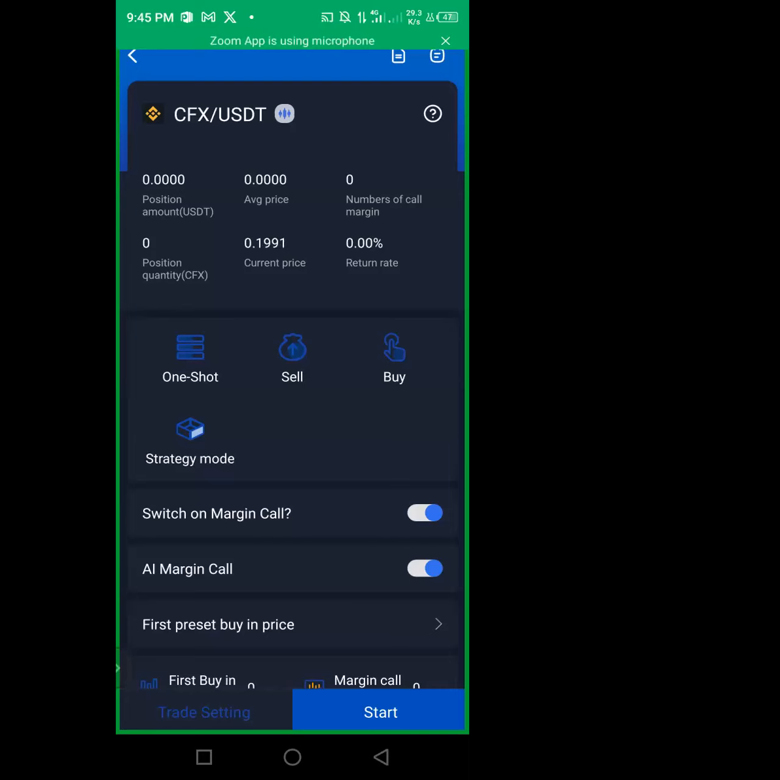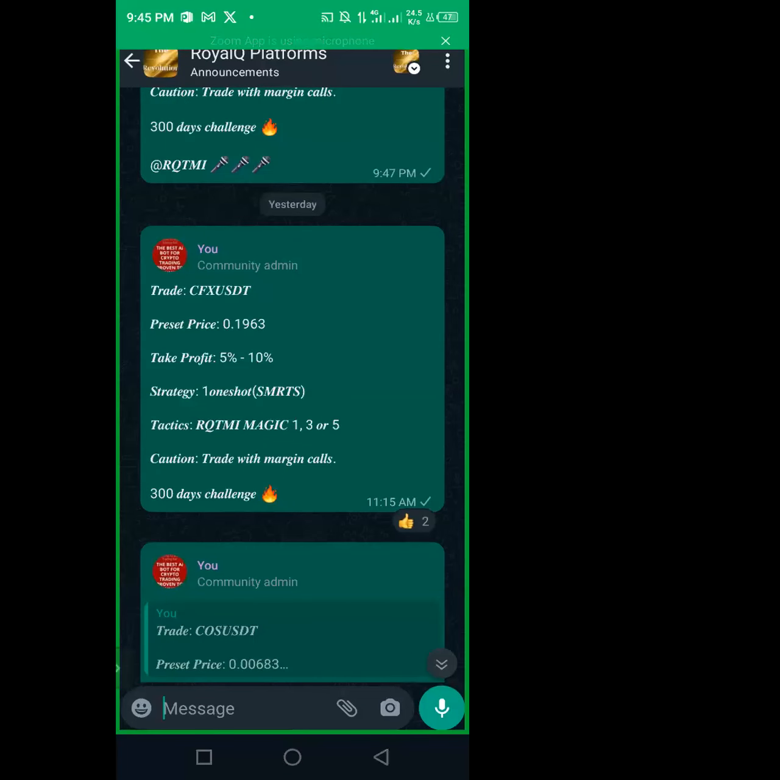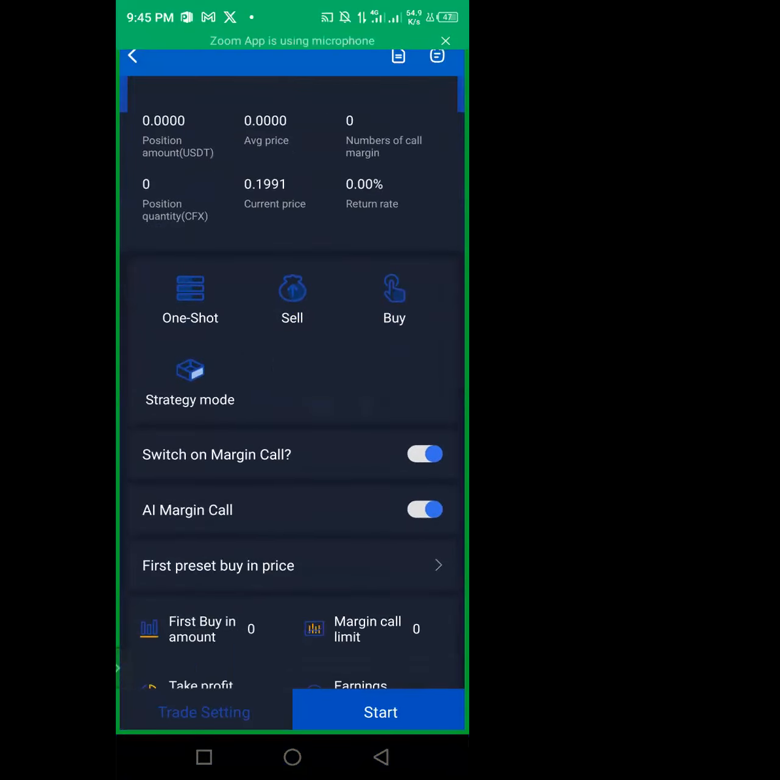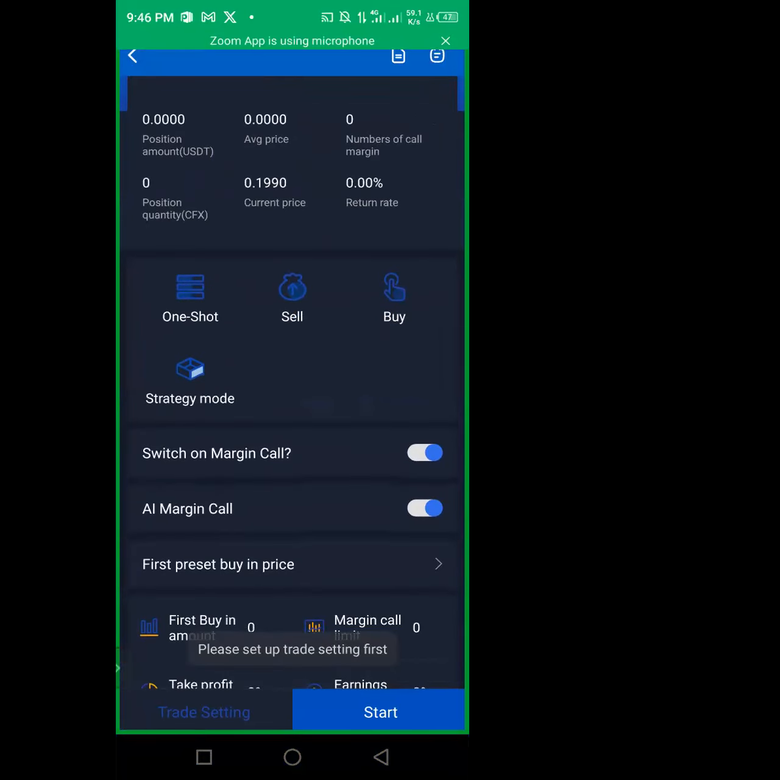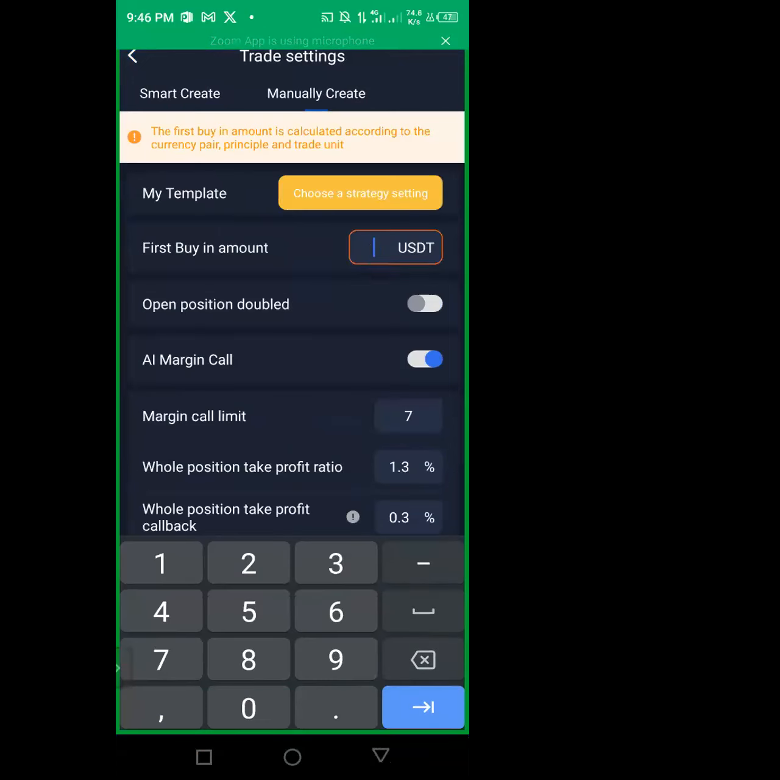So anytime the signal comes with the preset price and the preset price is lower than the current price, please click on this first preset price. Click on it, after you must have set your trade settings. We are using manually create. So after you must have set your trade settings, let me just set this one.